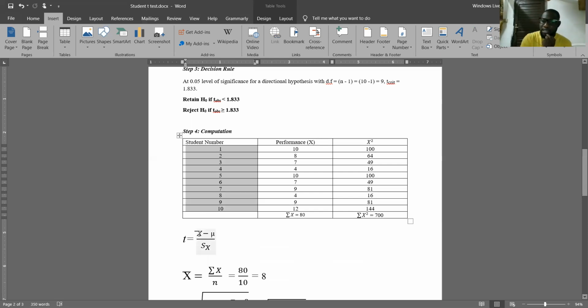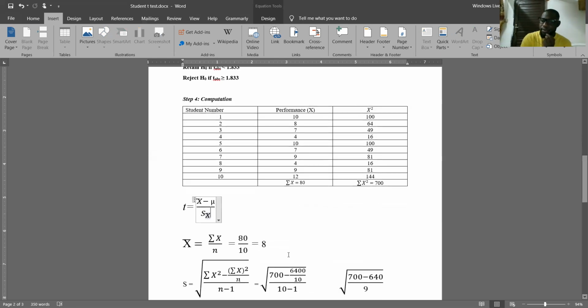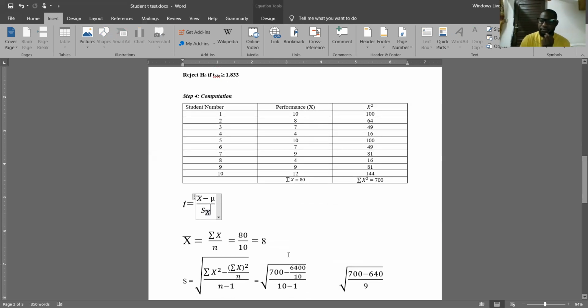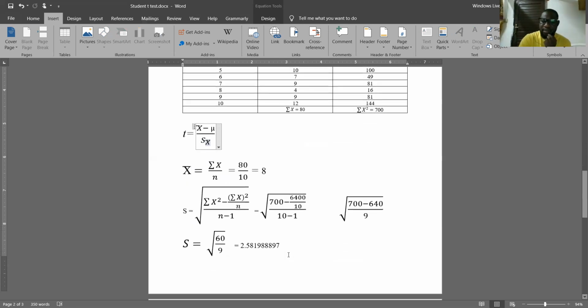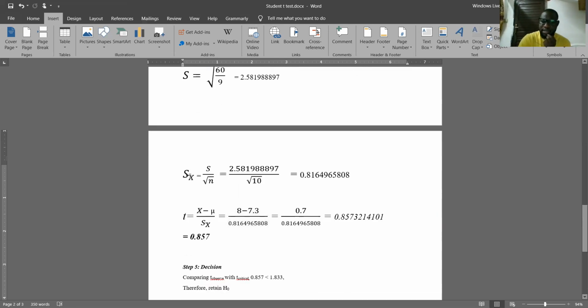So we know our sample mean is 8, and from the question, they provided our population mean to be 7.3. So when it comes to the numerator, we have all the values. The next thing for us to do is to find the denominator, which is the sample standard error of the mean. And the formula for it, you know it to be S over the square root of n.